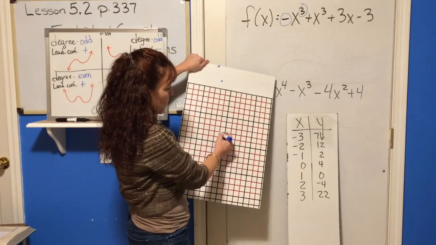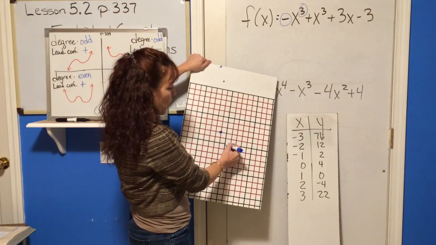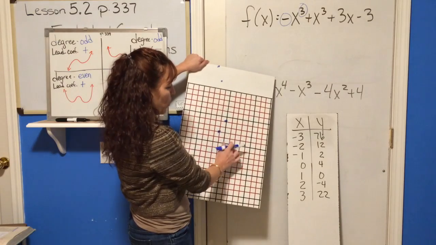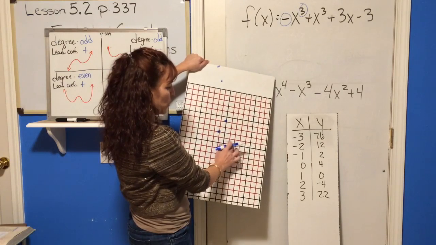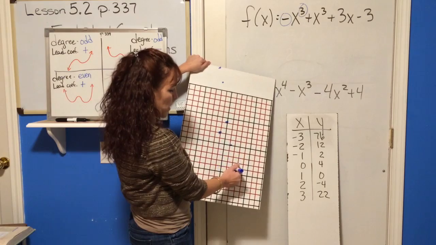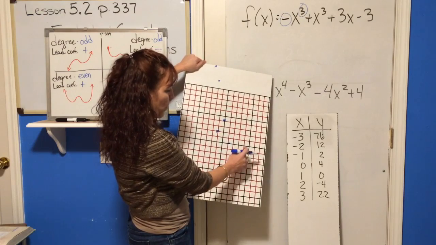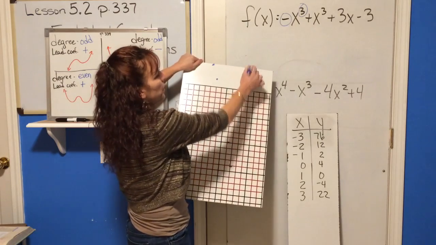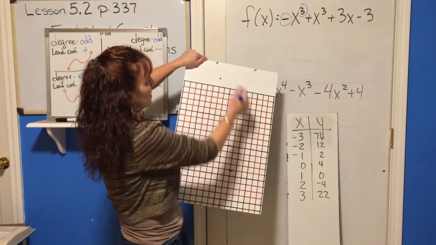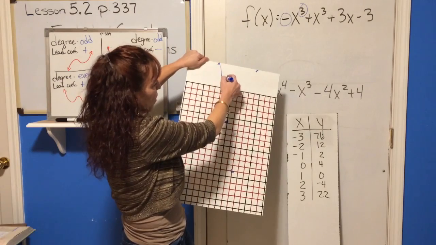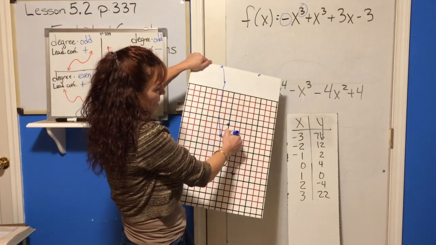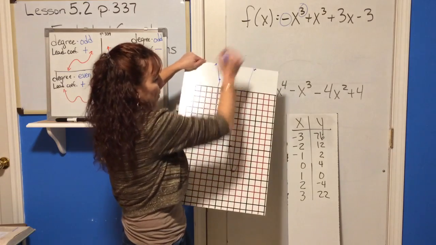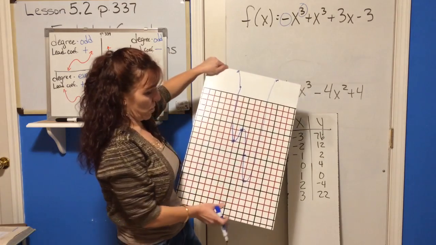Negative 1, 2 is right about here. 0, 4 is, oh yes, 4 is here. 1, 0 is here. 2, negative 4 is here. And 3, whoa, 322 is way up here somewhere. So now dot to dot, somewhere way up high goes that way, and then down, oh, it goes up, and then down, and then up. Okay, so crazy looking graph.